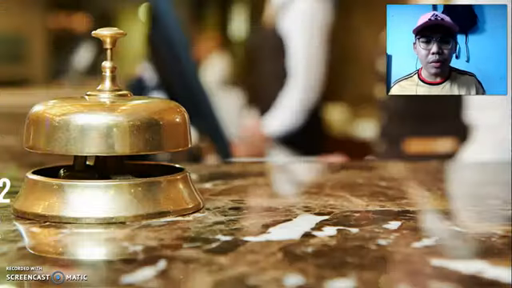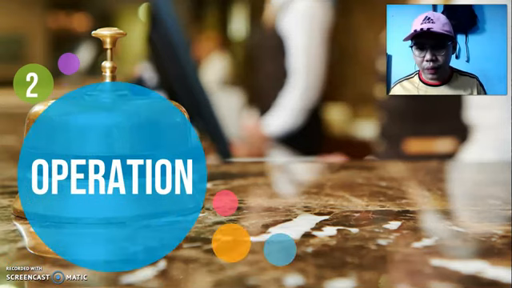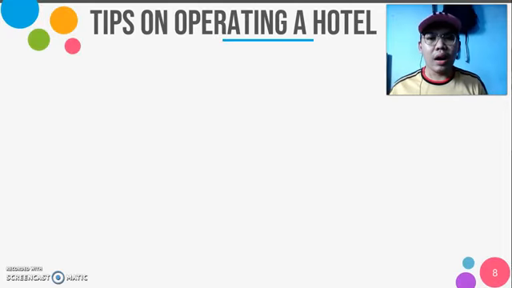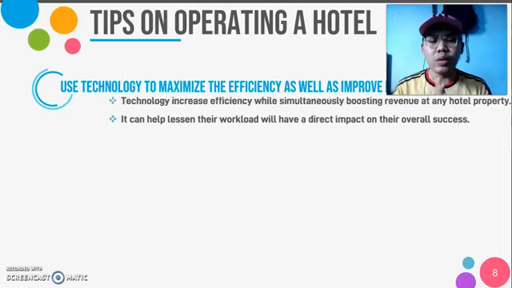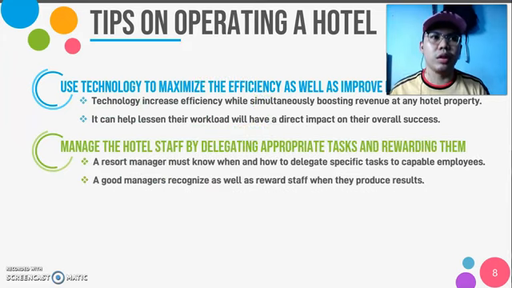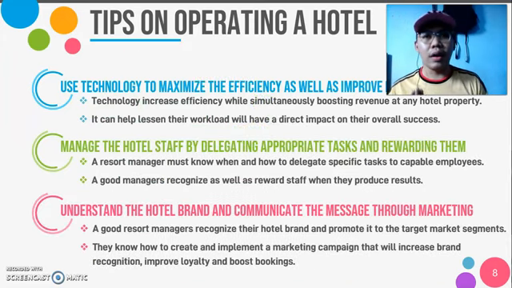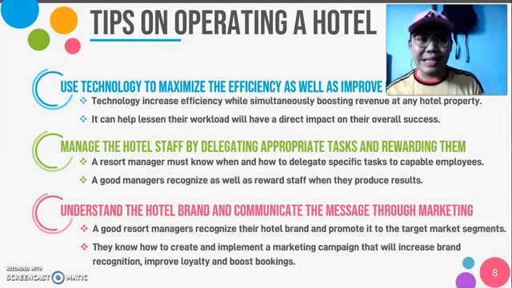Okay, so second is we go for operation. So there are tips on operating a hotel. This is general tips, because all hotels have their own SOP, standard operating procedure. So we cannot say, okay, this is the only way to operate. No, there are a lot of ways you can operate the hotel, and this is only the basic way how you want to operate a hotel.